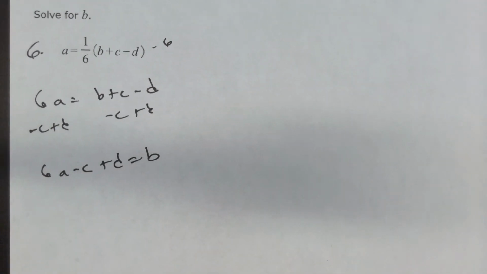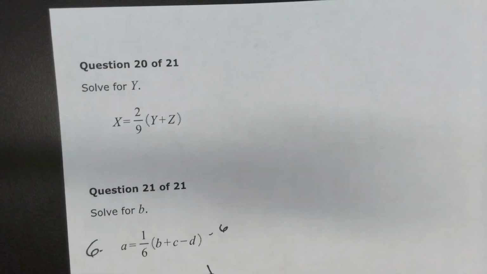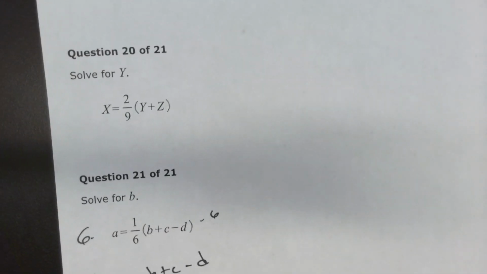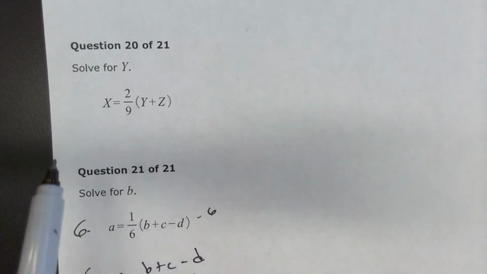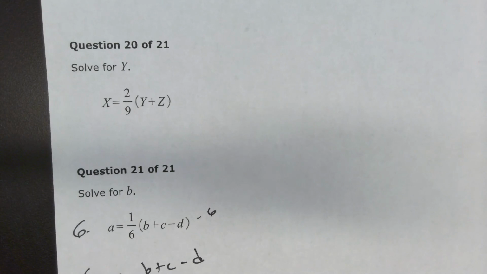Okay, one last one. We're going to go to 20. And the reason why 20 is just a touch different. Not much, but just a touch. Do not distribute. Okay, but how do we do this one? Ryan, what do you think?